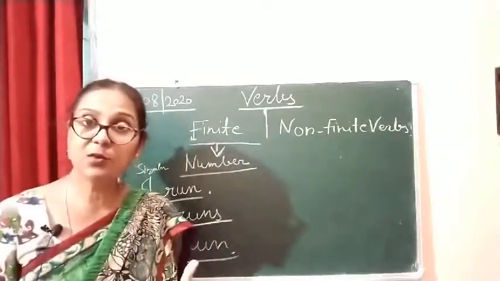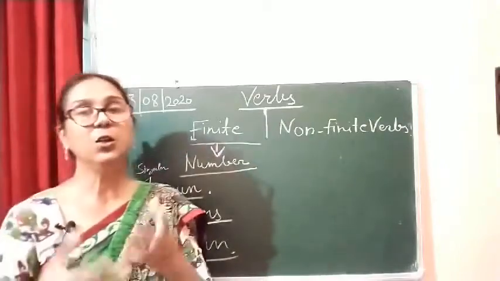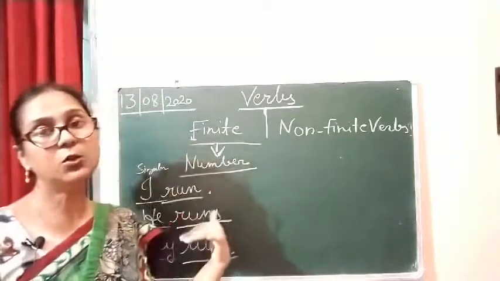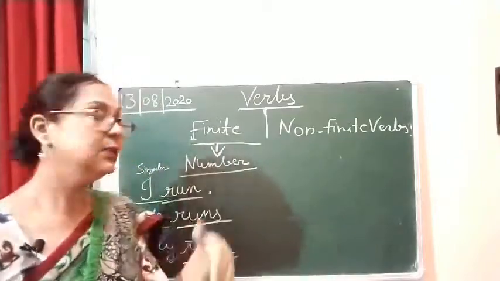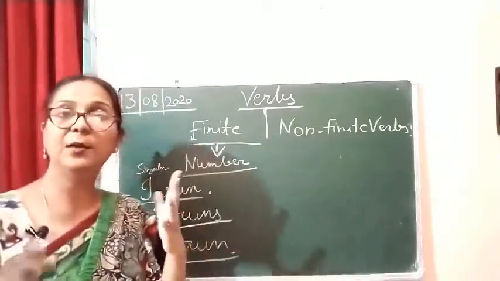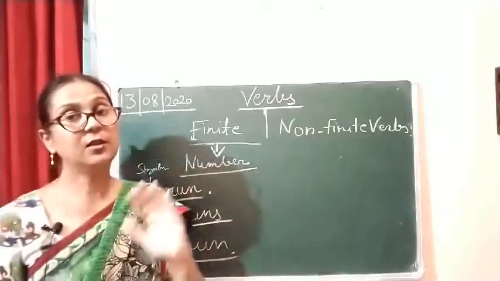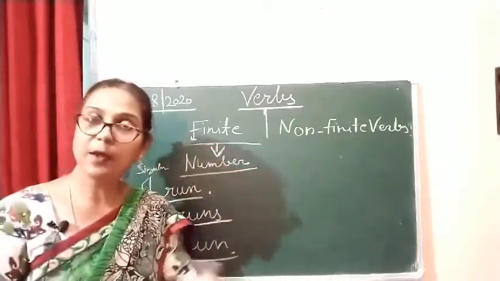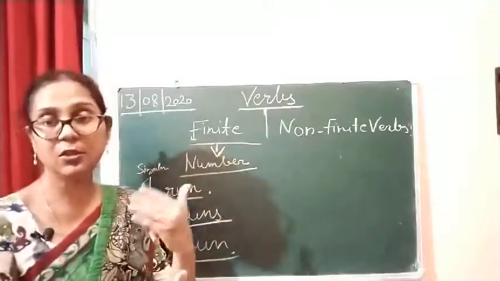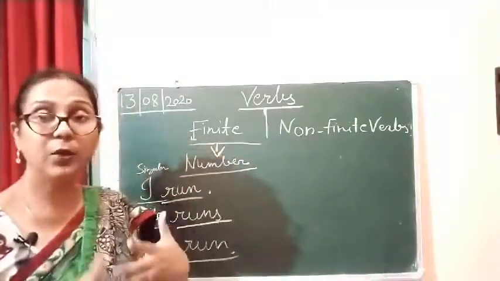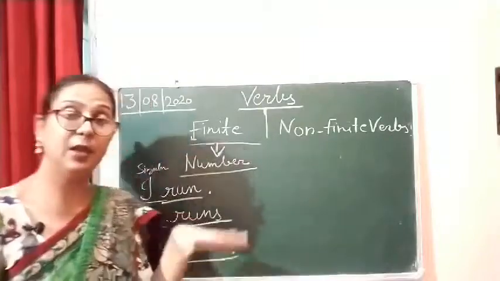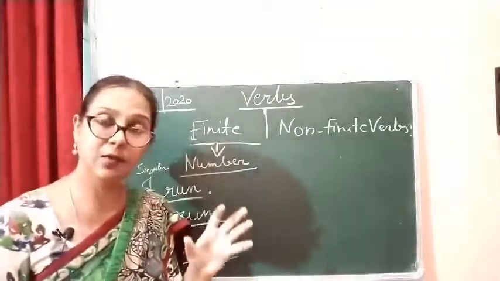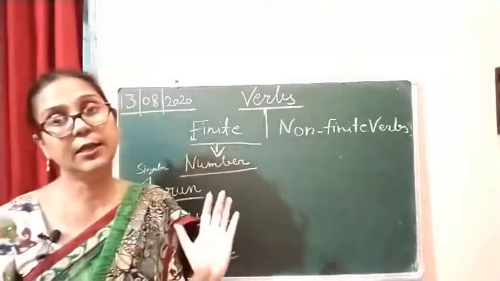What are finite verbs? Finite verbs are those verbs which can change their form according to the subject, but with a limitation. If the subject has a number, the verb will change according to the number. If the subject has tenses, it will change according to the tenses.